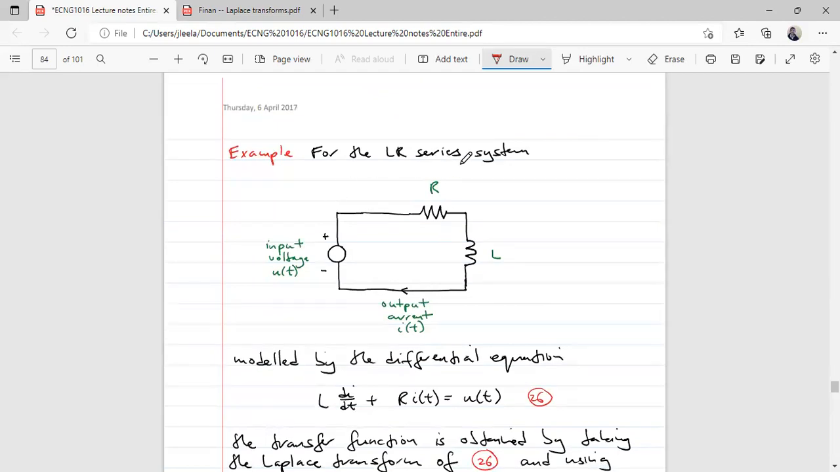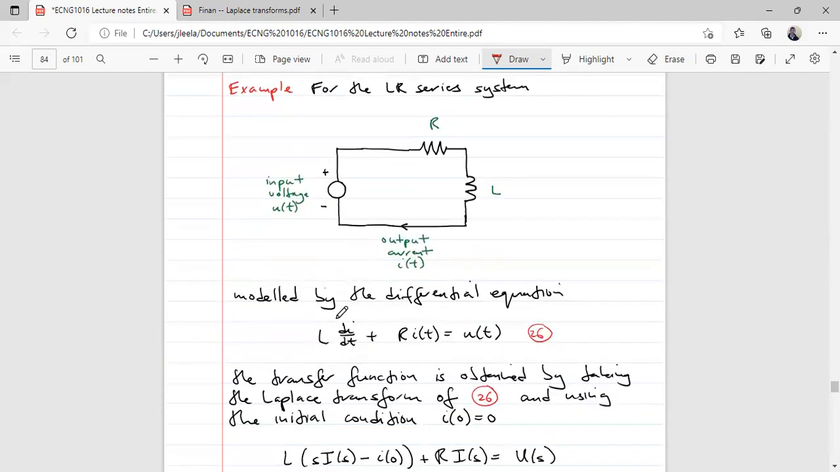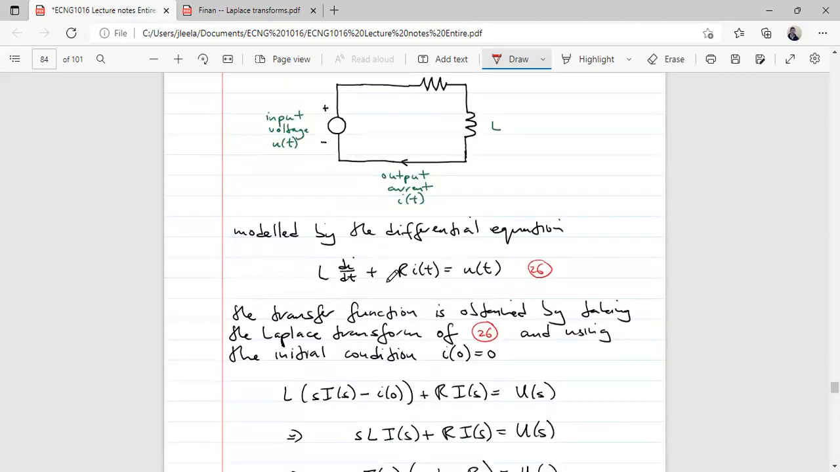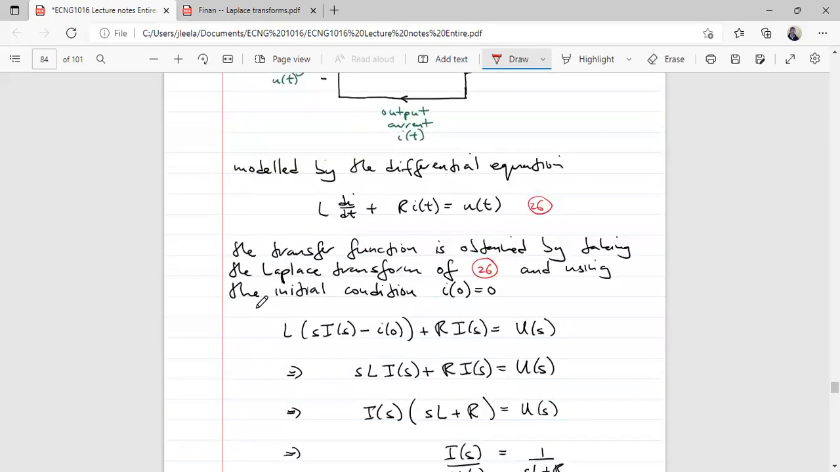For the LR series system, the input voltage is u(t) and the output is the current i(t). The same system that was described earlier: L di/dt plus R i(t) is equal to u(t). So let's look at the transfer function now. You're taking the Laplace of di/dt, the Laplace of i(t), and the Laplace of u(t).